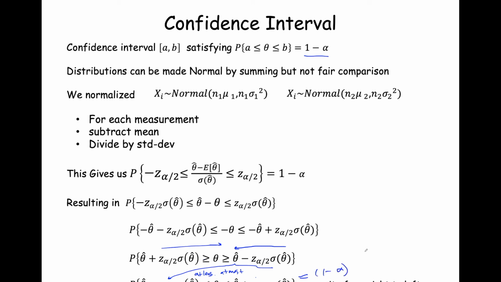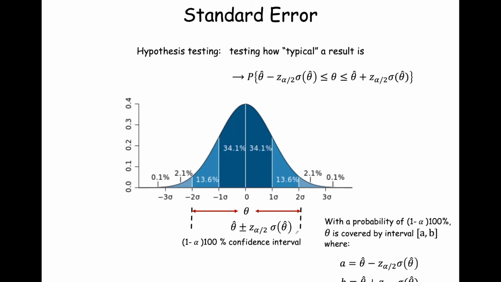If alpha is 0.05, this is equal to the bounds A and B that define the 95% confidence interval. Okay, so what does this mean? It says, with a probability of 1 minus alpha times 100%, our ground truth parameter theta is covered by this interval AB. That's what confidence interval means. That's what we just showed. This is the confidence interval. This probability is equal to 1 minus alpha. That's the mathematical definition of confidence interval.